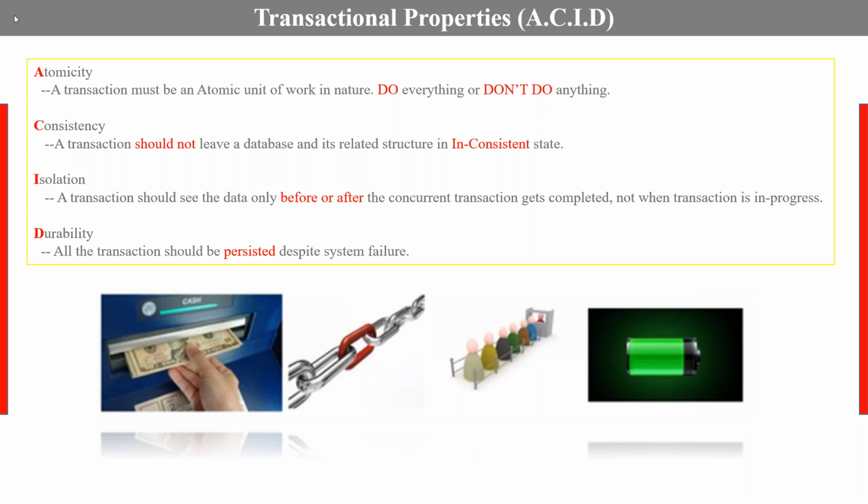Now, the rest of the concepts are very simple, sir, not much. A stands for atomicity. What does atomicity mean? Every transaction either fully commits or fully rolls back, sir. Take the example of your ATM machine, sir. Or take your PhonePe, Google Pay, UPI payments also.